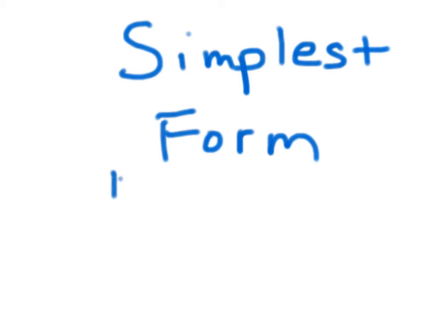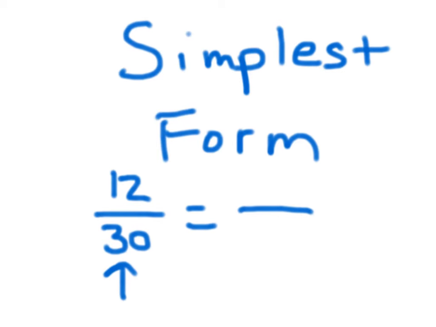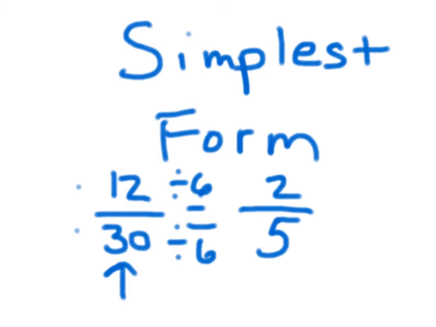Okay, so let's start with the fraction 12/30. When I put it in simplest form, what I'm trying to do is take this fraction right here and put it into a fraction that I cannot make any smaller. Okay, and when I want to make something smaller, I divide. So I need to find a number that I can divide both 12 and 30 by. Let's try the number 6. I know that's a factor of both of those numbers. So 12 divided by 6 is 2, 30 divided by 6 is 5. When you look at those numbers, can you divide them anymore? Nope. That is in simplest form. 2/5 is the simplest form of 12/30.